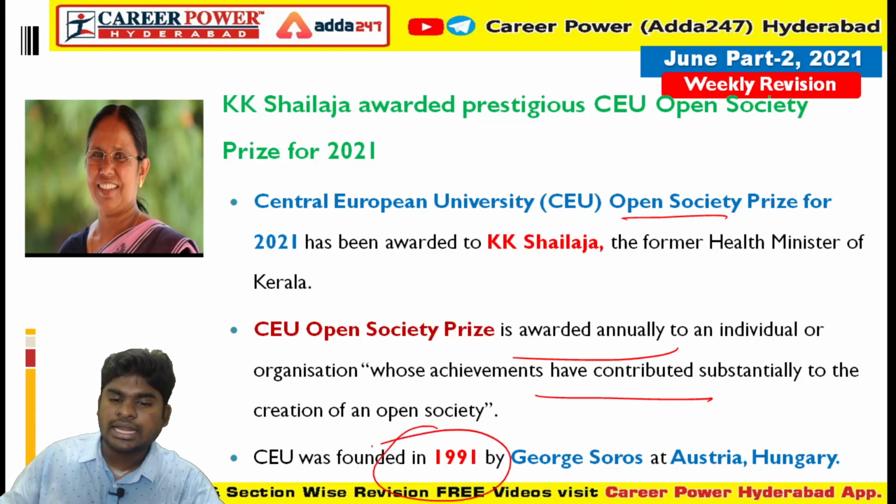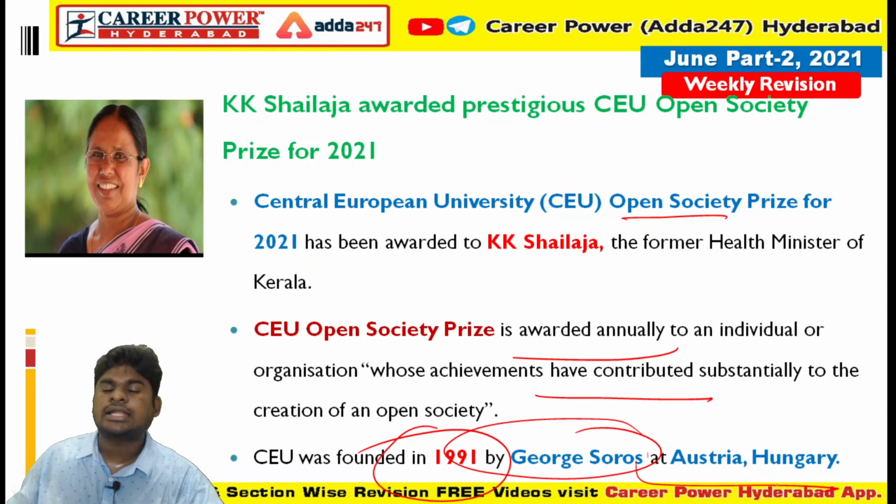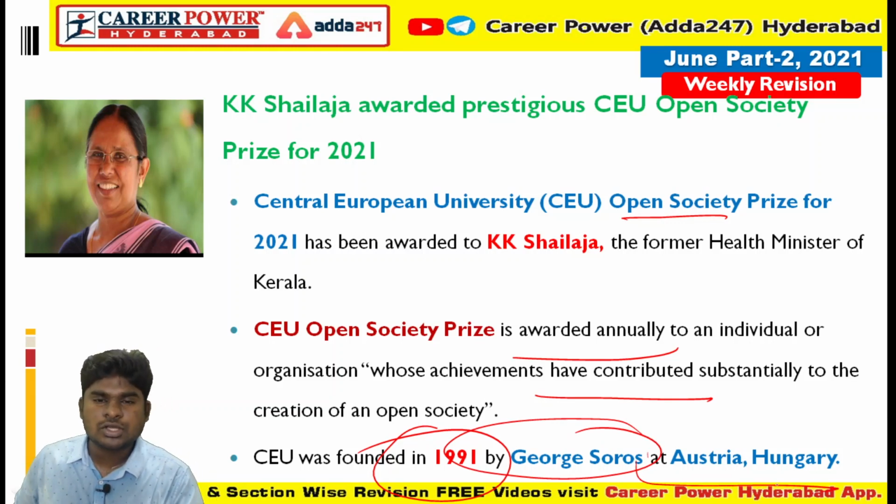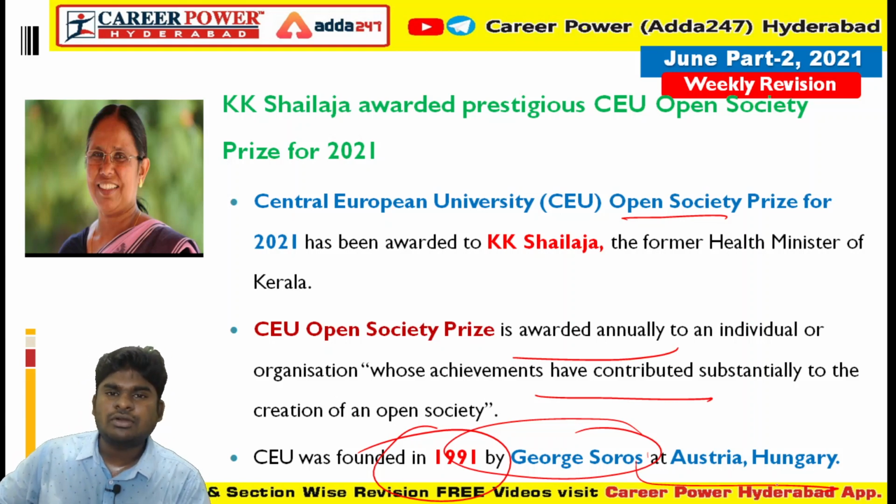So this was formed in 1991 by George Soros in Austria and Hungary. Central European University was formed by George Soros. He is also a philanthropist. He founded it in 1991, mainly in Austria and Hungary.